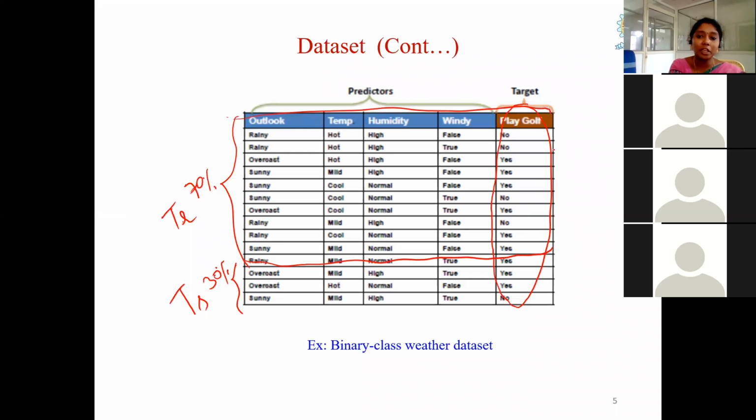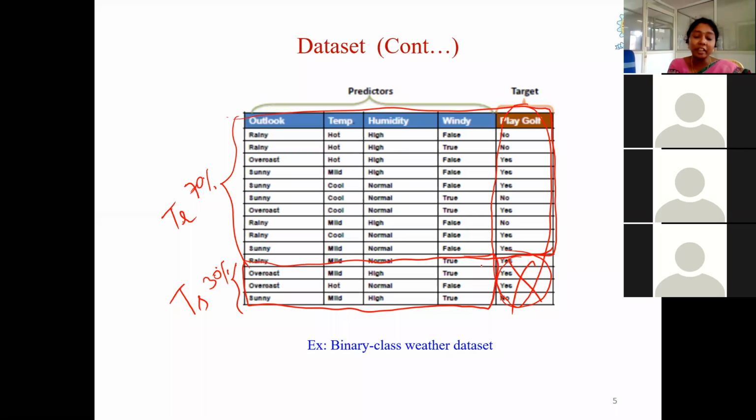In the training phase, we can include the class label. Whereas in the testing phase, we should not include the class label, because the task is to determine the class label. The task is to identify the class label. That's why we need to remove it first.